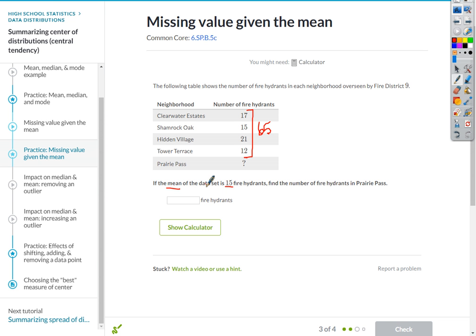Now, we don't know what the new total is, but we know that there are 1, 2, 3, 4, 5 pieces of data altogether. So if I take my average, 15 times 5, that's going to give me 75. I already have 65 of the 75 hydrants. So how many hydrants will be missing for Prairie Pass? That would just be a difference of 75 minus 65, which is 10. So that means that Prairie Pass has 10 hydrants.